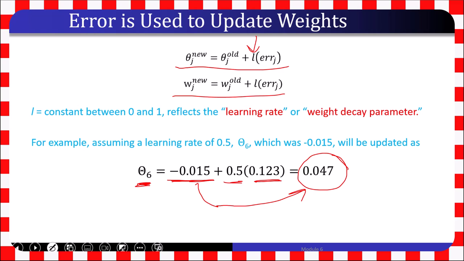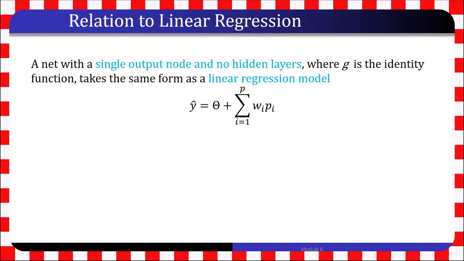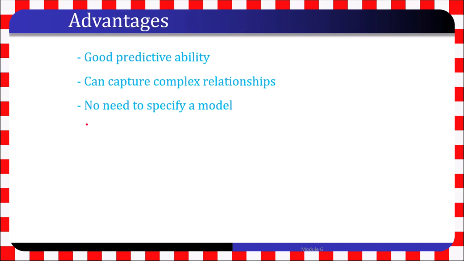So this is the very simplified version of neural net theory. Last but not least, some of the models we covered before, like linear regression and logistic regression, can be expressed as a special case of neural net. So that's why neural net is a very powerful method, just because it includes most of the models that we covered up to now. Okay, what are the advantages of neural networks?